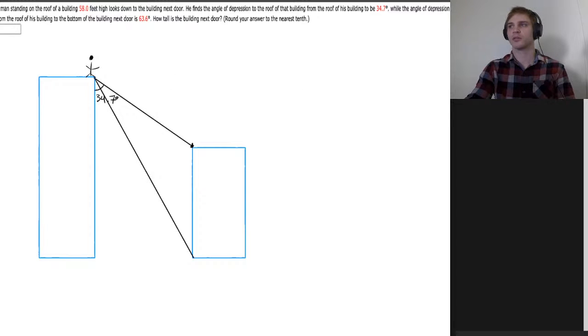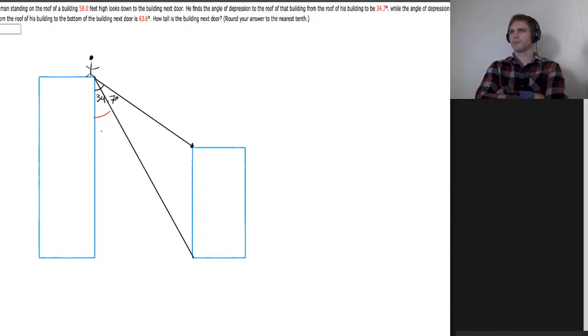This one is, this one finds the angle of depression to this building. Depression from his building to the bottom of the building, 63. That is not possible.